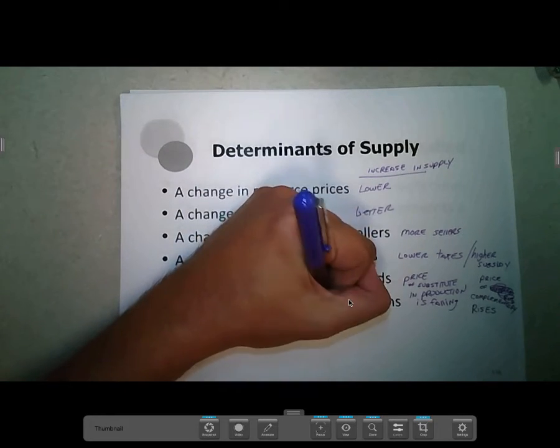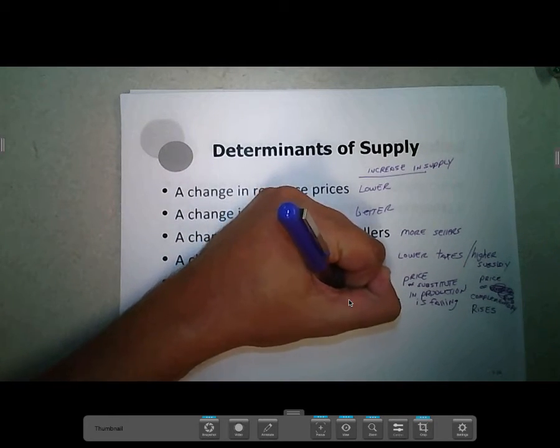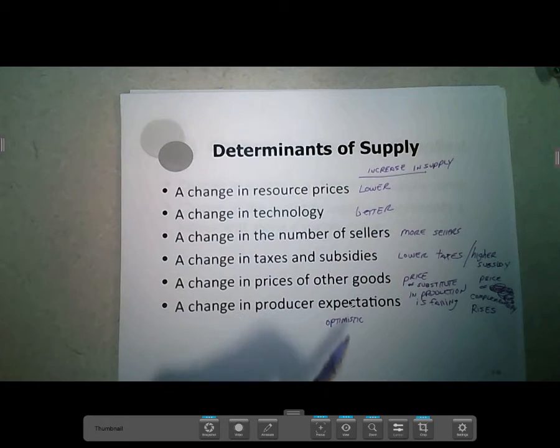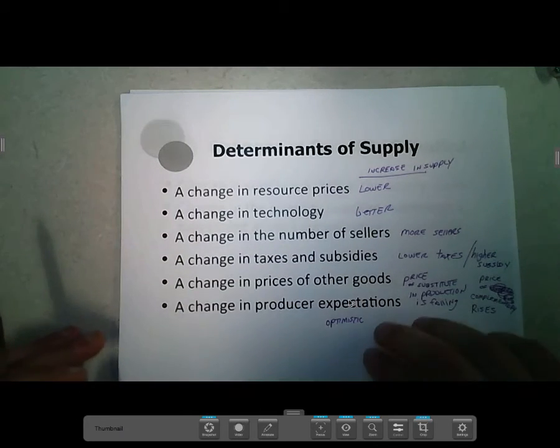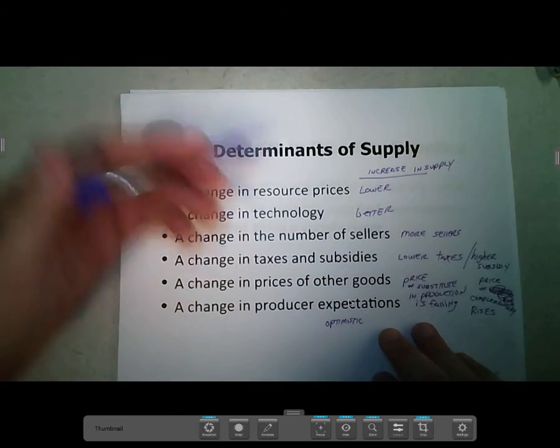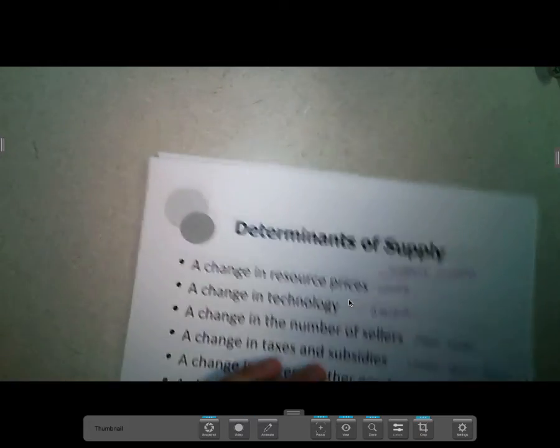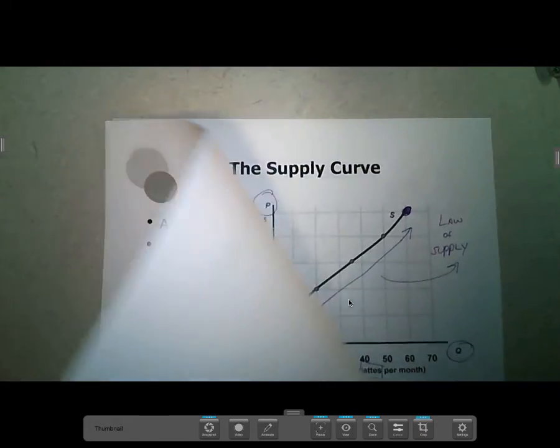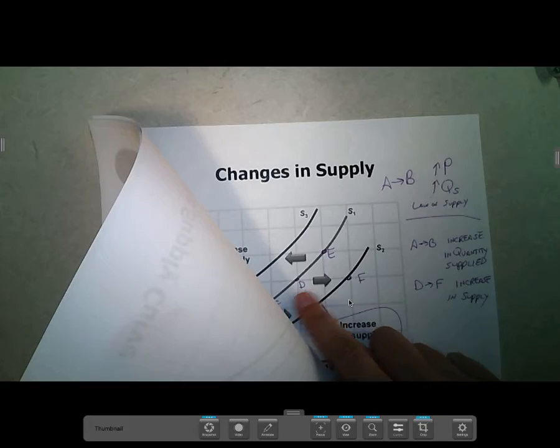And the change in producer expectations is that if firms become more optimistic about the future of the economy, about how many people are going to want their product, that's also going to affect my supply curve here. Any of these things then would be my shift from D to F.